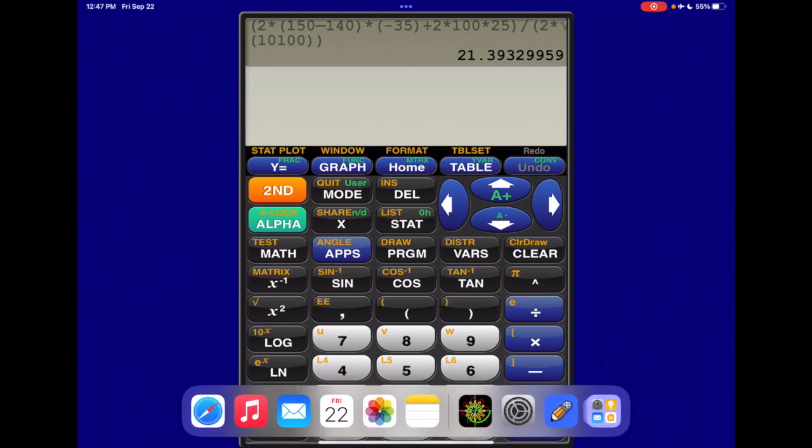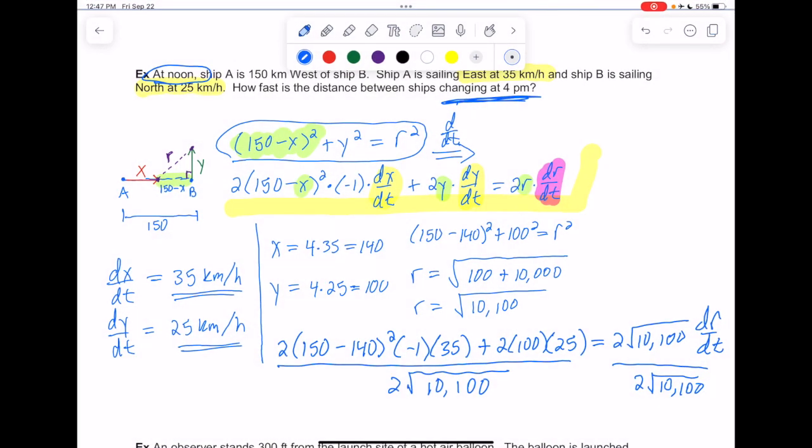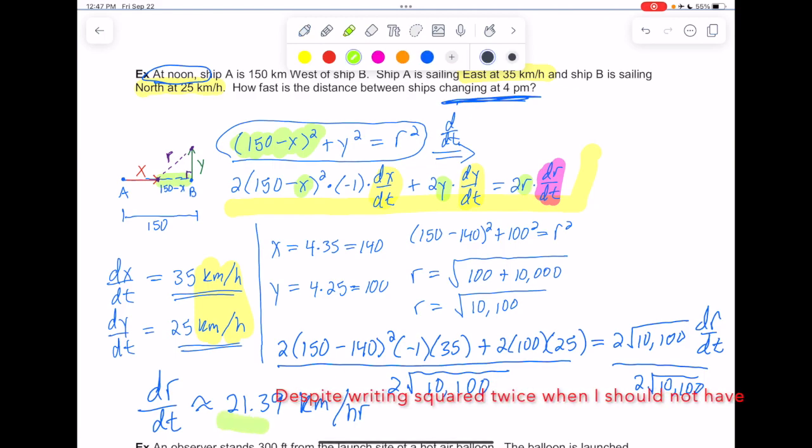So let's take that back to the notes. It looks like dr/dt, and we're using a lowercase r, so I'll stick with that, is approximately equal to 21.39. And then what would the units be on that? This is the rate at which the distance was changing. All the other rates we were doing were in kilometers per hour, so we'll be consistent with that: 21.39 kilometers per hour. So that's our answer. I'm going to go ahead and highlight it now confidently.